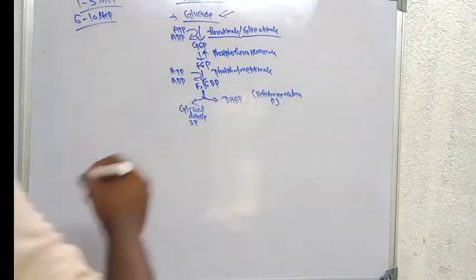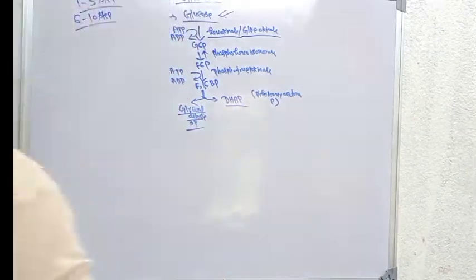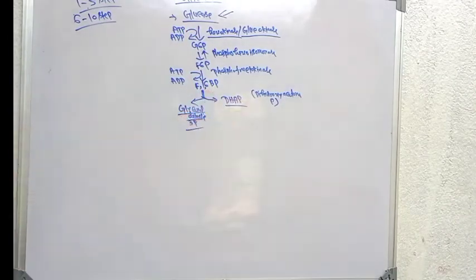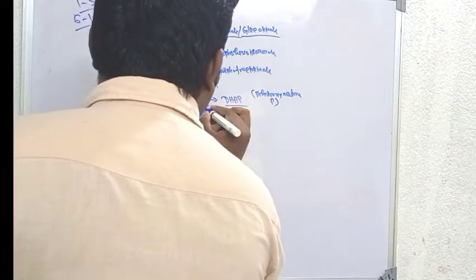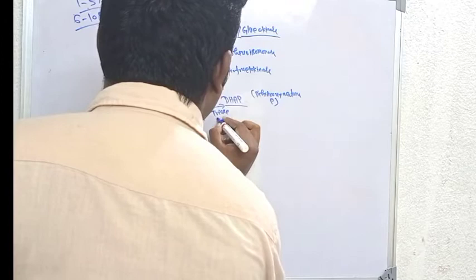Dihydroxyacetone phosphate and glyceraldehyde 3-phosphate are called triose phosphates because they contain 3 carbons. The actual break of glucose takes place at the fructose 1,6-bisphosphate level, and this is called triose phosphate. They are interconvertible by the triose phosphate isomerase enzyme.